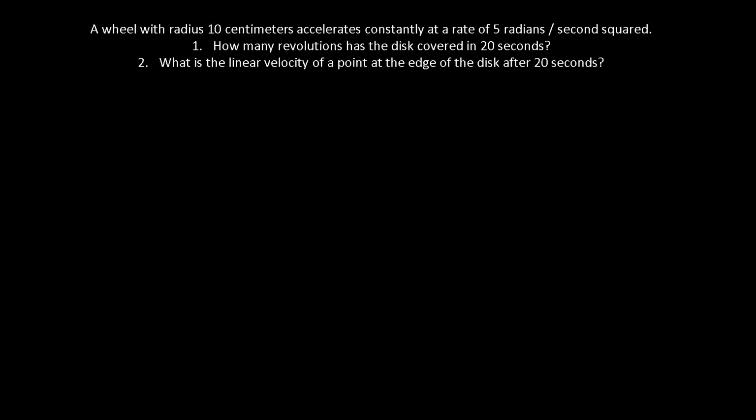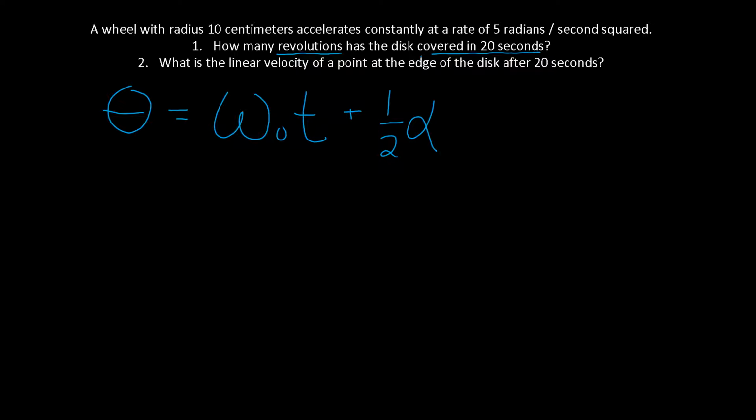Now this problem is a little more complicated. It states a wheel with a radius 10 centimeters accelerates constantly at a rate of 5 radians per second squared. And the first part of the problem wants to know how many revolutions the disk has covered in 20 seconds. So we are going to find that by using the formula theta equals omega initial times time plus 1/2 alpha, or angular acceleration, times the time squared. And since this is accelerating from rest, omega initial will be 0.